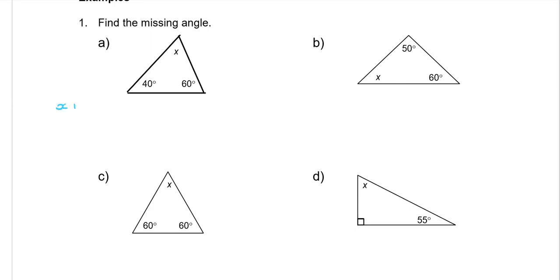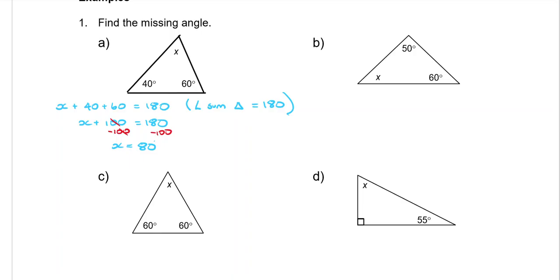So we make it into an equation, starting with the x. I'm going to say x plus the 40 plus the 60 is equal to 180. To give your reason in your brackets, we call this angle sum of a triangle equals 180. Now I have to solve my equation. So I add the 40 with the 60, x plus 100 equals 180. Then I subtract 100 from both sides to get that x is equal to 80 degrees.